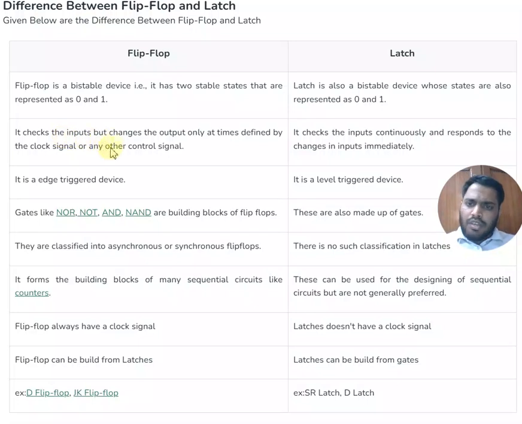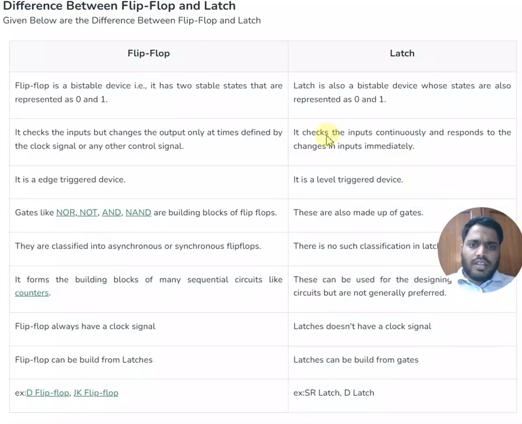In flip-flop, it checks the input but changes the output only at times defined by the clock signal. So here we have an extra signal which is called the clock signal. Whereas in latch, it checks the inputs continuously and it will respond to the changes of inputs immediately. So in latches, it is the immediate check of the inputs, whether the input is 0 or whether the input is 1. Based on the input level, it will respond. The output will respond to the inputs.